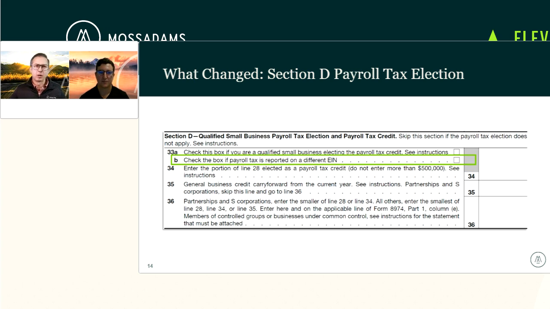Now, if you look at this, it's mostly the same. The maximum credit is still $500,000. It's entered on line 34, rolls up from line 28, with line 36 feeding into the form 8974 for the payroll offset. These aren't significant changes to Section D. Why was it done? It could have been done to help with the IRS's review of payroll credits, which we're seeing some of, especially if they're being claimed on the form 941 of your PEO. There are a lot of stories of PEOs being audited.